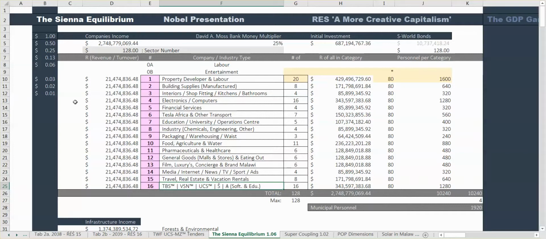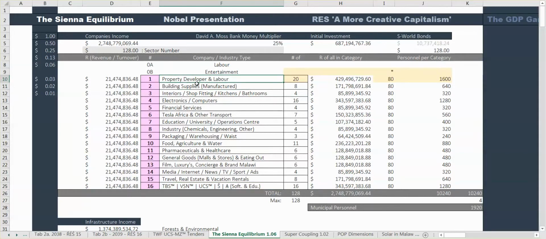Number 16 is the software that we are creating. The TBS, Total Business Systems, the VSN, Virtual Social Network, UCS Simulator. Full name is actually Universal Colonization Simulator, but right now we're just looking at Mars in 2048. Okay, and the Susskind Boost and the Pete Tent.